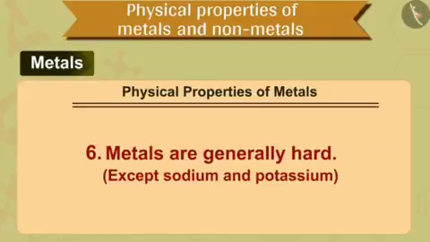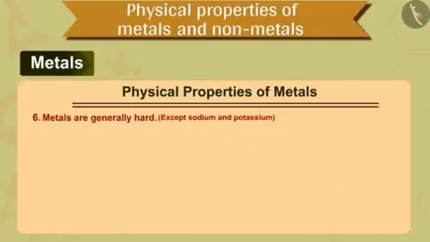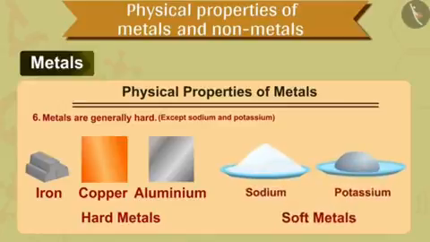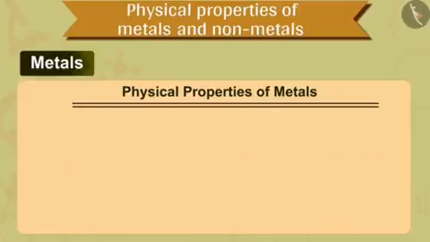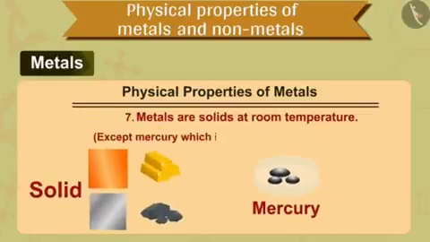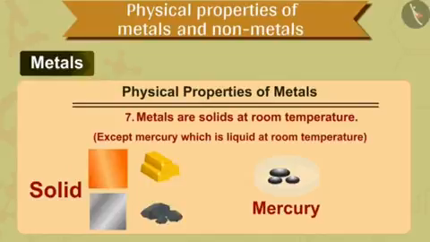Most of the metals are hard, but all the metals are not equally hard. The hardness varies from metal to metal. Most metals like iron, copper, aluminium are very hard. Although there are certain metals like sodium and potassium that are very soft and they can even be cut with a knife. The next, seventh property of metals is that metals are solids at room temperature except mercury, which is liquid at room temperature. Most metals are solids at room temperature and there is only one metal which is liquid at room temperature, which is mercury.